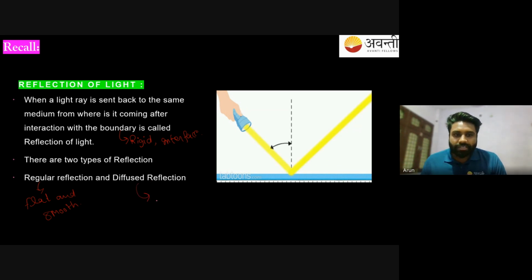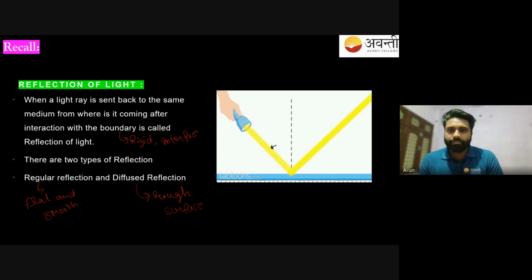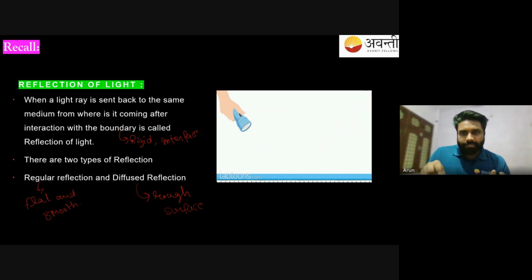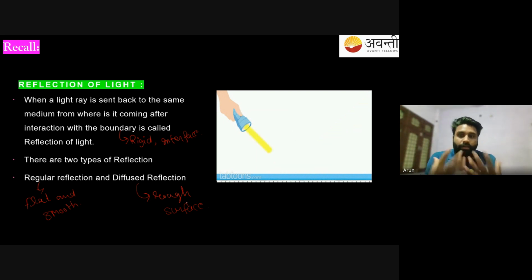But diffuse is from a rough surface. The reflection takes place on a rough surface and goes in each and every direction. That is why we are not able to see our image in the newspaper or in wood or in your notebook, because the surface is rough, so the reflection is not in a particular direction, it goes in every direction. That is why we are able to see things from every angle.